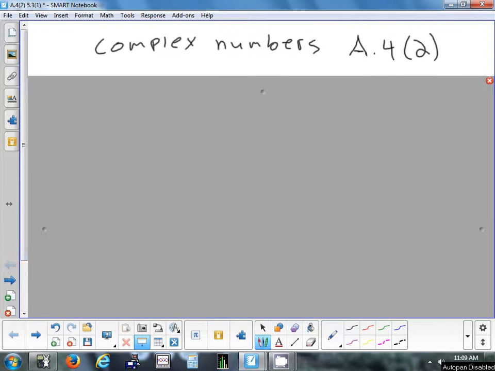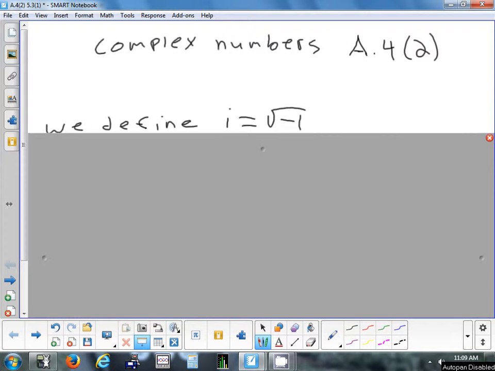All right, so we're going to continue looking at complex numbers. We did adding and subtracting yesterday, and today we're going to do multiplying and dividing to start off.